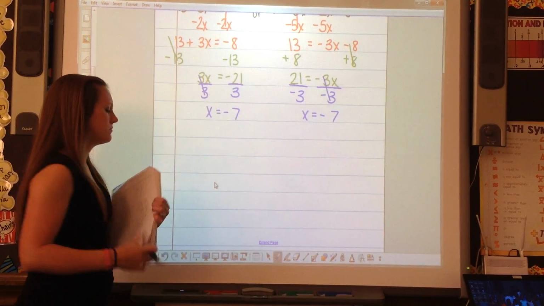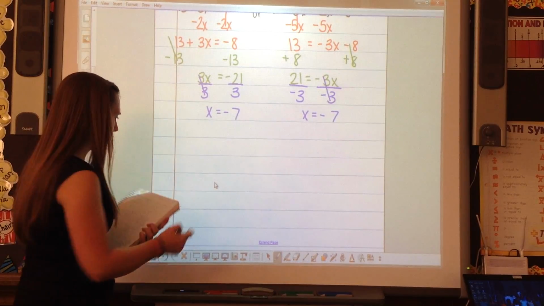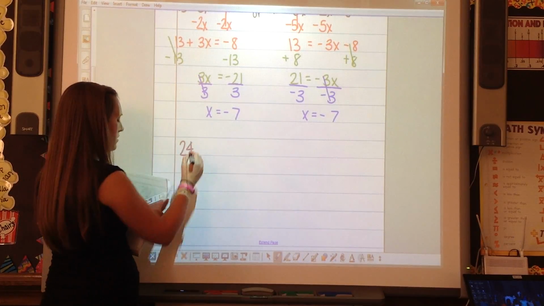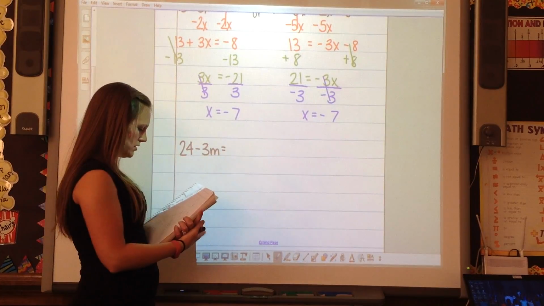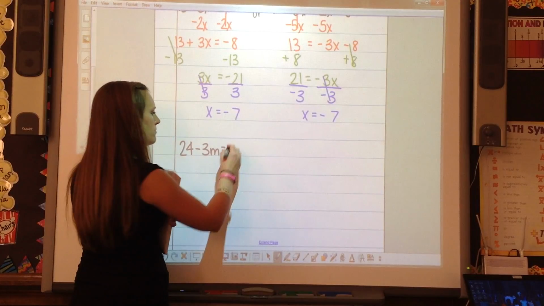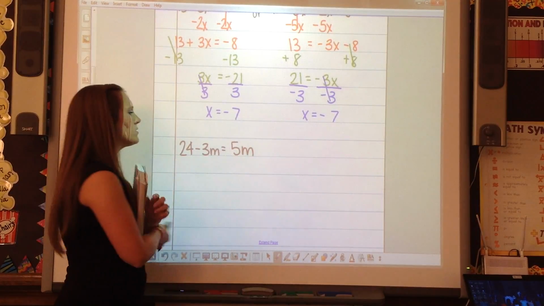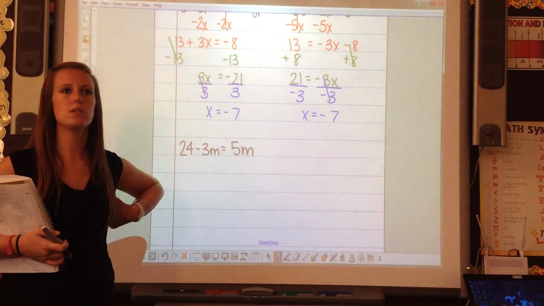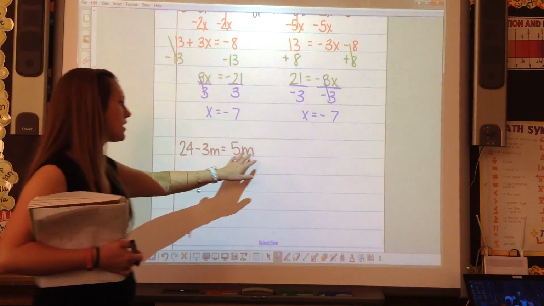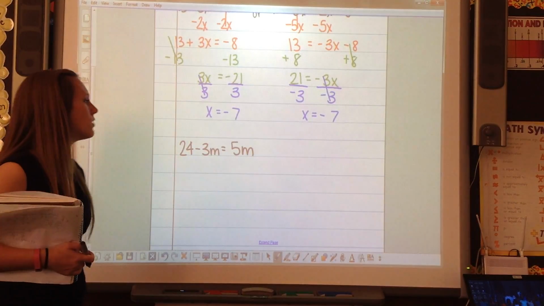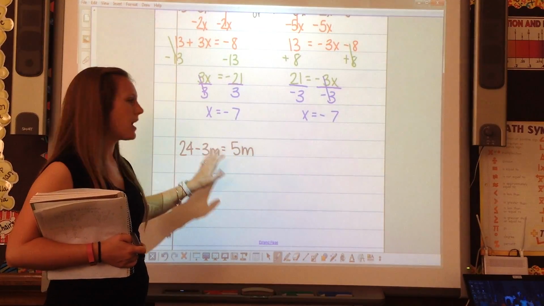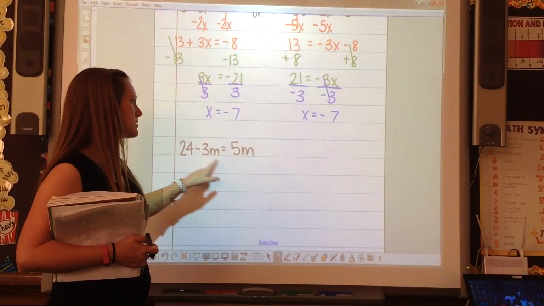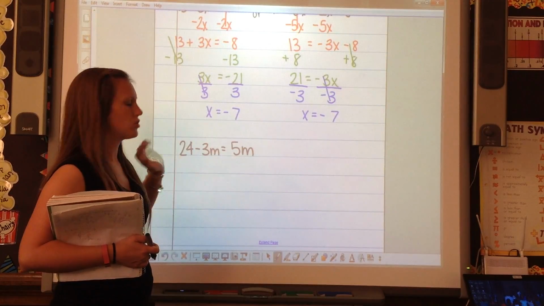Let's try another one. Let's try 24 minus 3m equals 5m. Now this one looks a little different than the last one. This one doesn't have two terms on the left side and two terms on the right side. When there's only one term on one side, you're going to collect the variables on that side. You can bring this 5m over, but it's going to be more steps, and I'll show you that next.